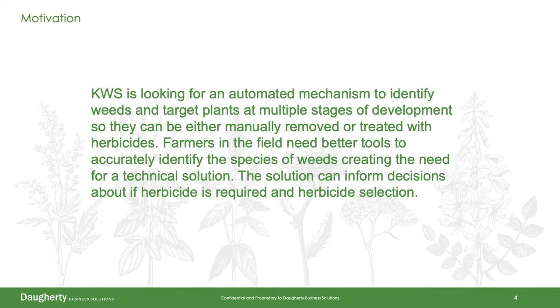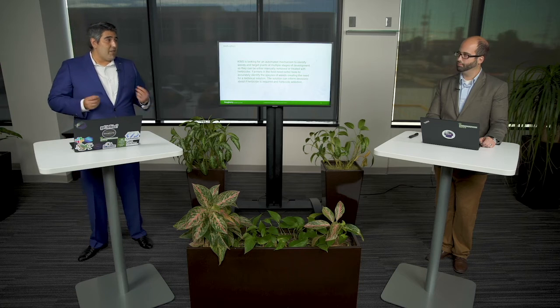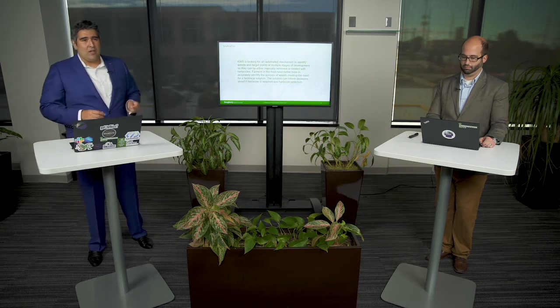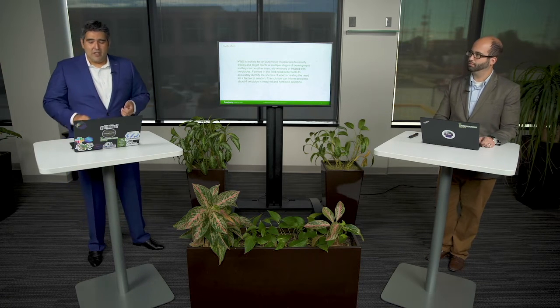So let's talk a little bit more about this specific project and what we were trying to do. KWS was looking for an automated mechanism to identify weeds and target plants at multiple stages of development. So they can either be manually removed, so you want to pluck the weeds, or treated with herbicides. Farmers in the field need better tools to be able to evaluate what something is. They want to identify the species of that weed, and that created the need for a technical solution. This solution can inform decisions about if herbicide is required, and if it is required, what type of herbicide to apply. So what we want to do is look at something. In order to do that, we're going to apply techniques from computer vision.